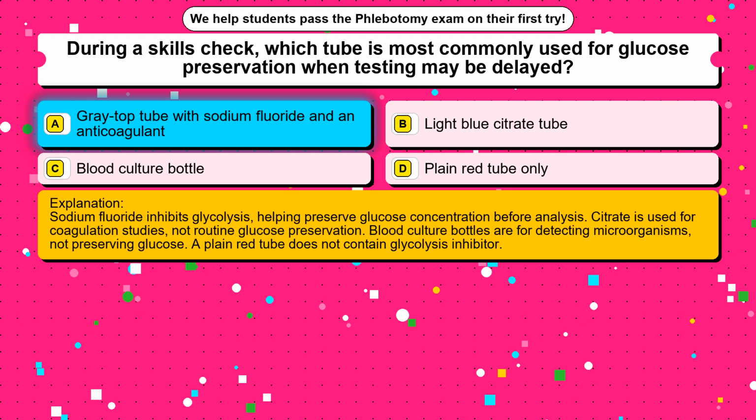Sodium fluoride inhibits glycolysis, helping preserve glucose concentration before analysis. Citrate is used for coagulation studies, not routine glucose preservation. Blood culture bottles are for detecting microorganisms, not preserving glucose. A plain red tube does not contain a glycolysis inhibitor.